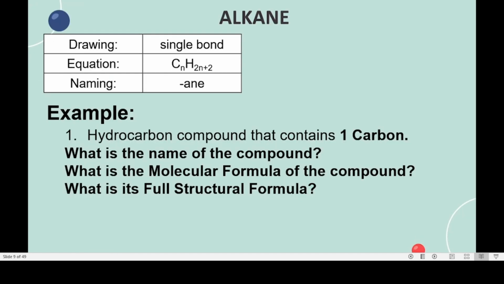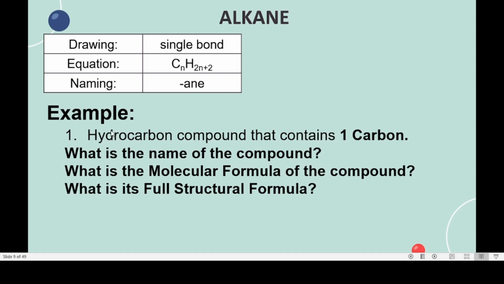Now let's focus on the alkane first. If you're going to draw the structure of an alkane, you must use single bonds. That's the indicator of being an alkane. In getting the molecular formula, you must use CnH2n+2, which is the equation of alkane. And in naming, you must use the suffix ane. Now let's have an example.